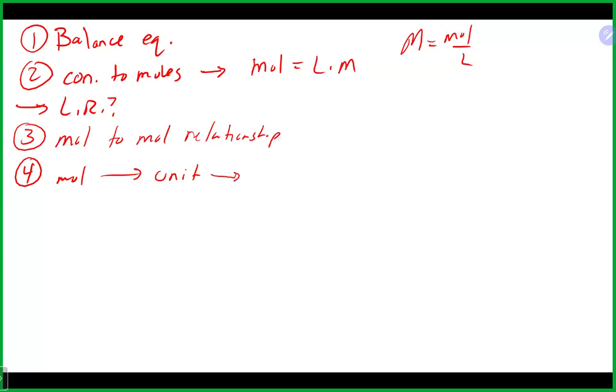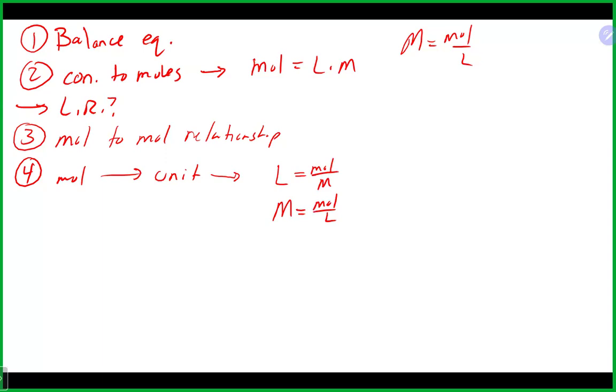A lot of times we may actually solve for volume of our solution, and that would be moles divided by molarity. Or just straight up, you may be asked, what is the molarity of the solution? And at that point, we just go moles over liters. So in these types of cases, we typically use stoichiometry, especially in a titration type of calculation like we did and talked about the other day.